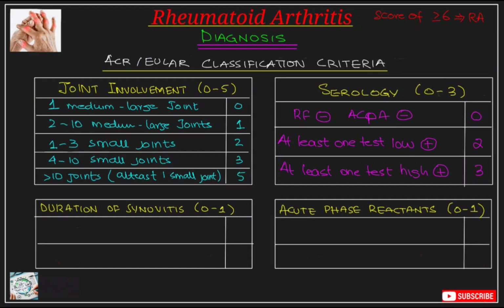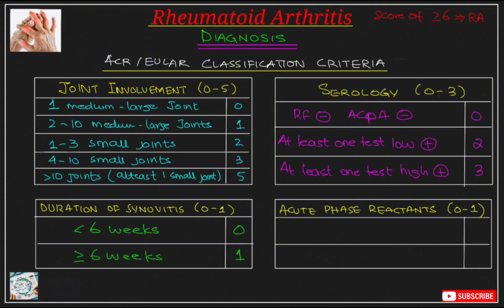So the next parameter is duration of symptoms. Here we look at how long the patient has had active synovitis, meaning joint inflammation with symptoms of joint tenderness, swelling, warmth. If the symptoms have been present for less than 6 weeks, it is assigned a value of 0 points. But if the symptoms have been present for 6 weeks or more, it is given a value of 1 point. This criterion highlights that rheumatoid arthritis is a chronic disease, and transient arthritis, which occurs for less than 6 weeks, may be due to viral arthritis or other self-limiting conditions.